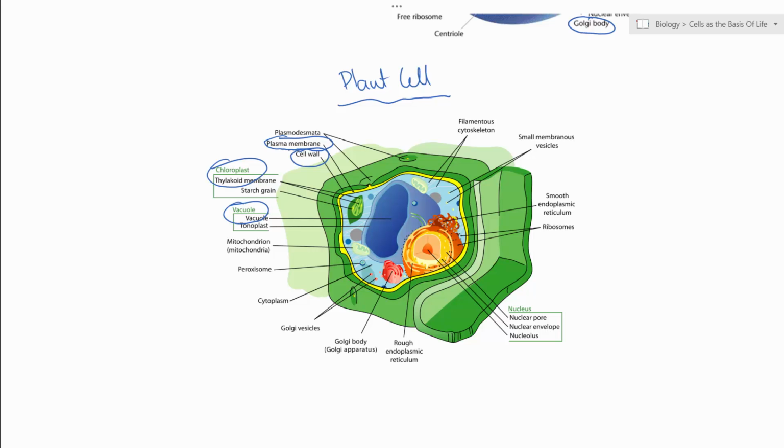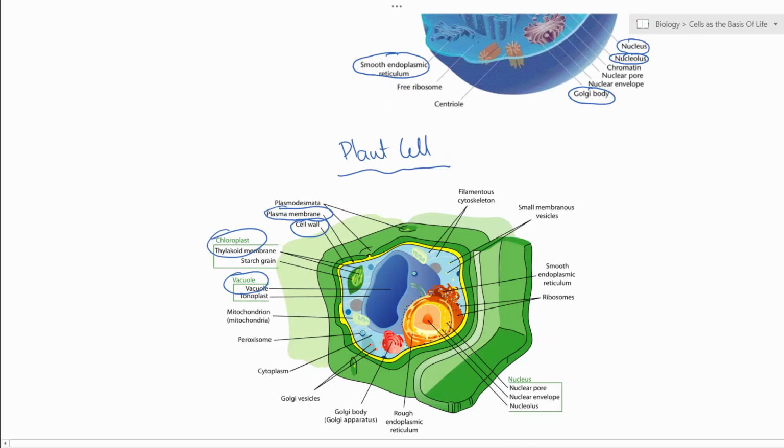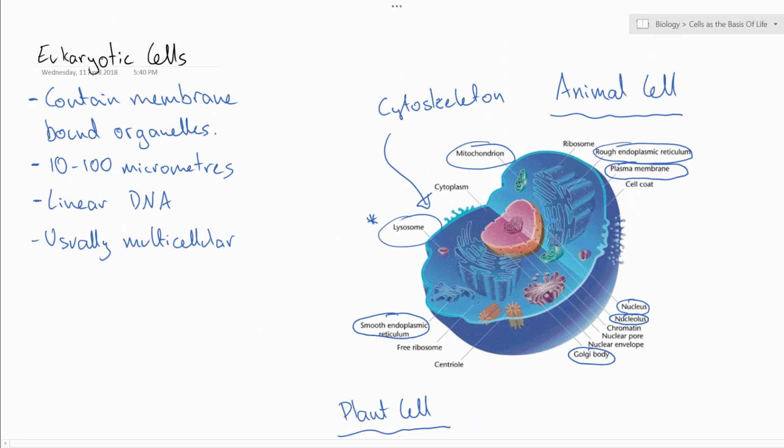than animal cells might. So those are the main points to remember about plant cells and animal cells, which both come under the category of eukaryotic cells because they contain membrane-bound organelles. They're of size about 10 to 100 micrometers. They have linear DNA, and they usually make up multicellular organisms.